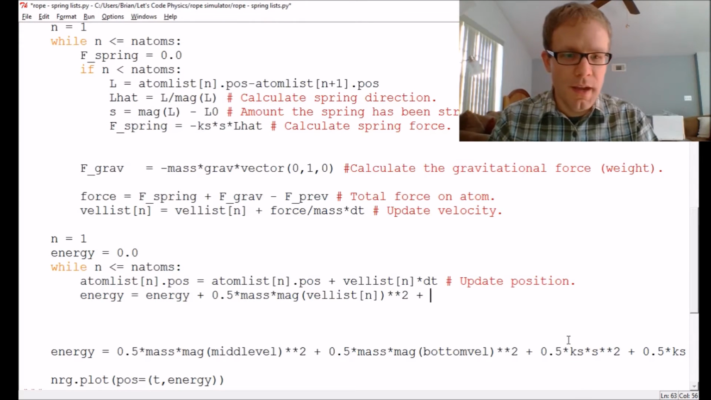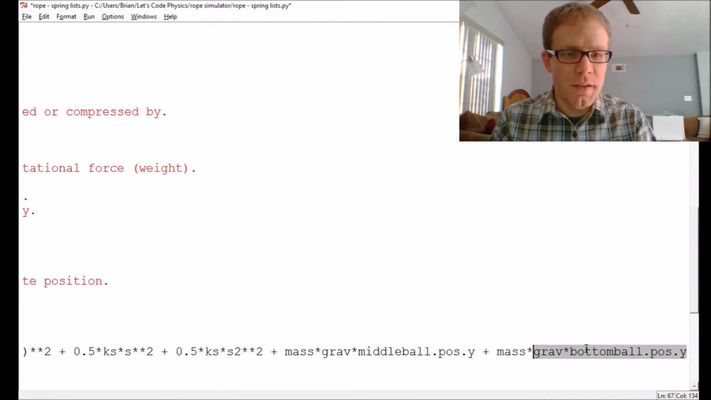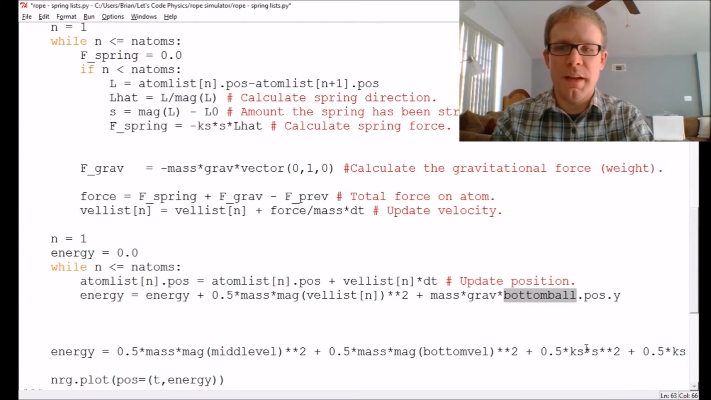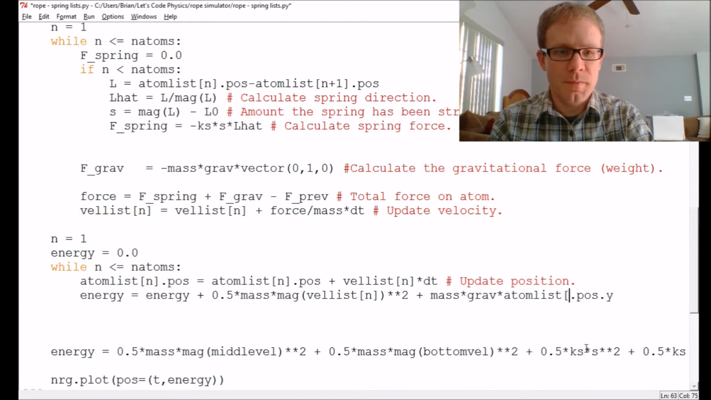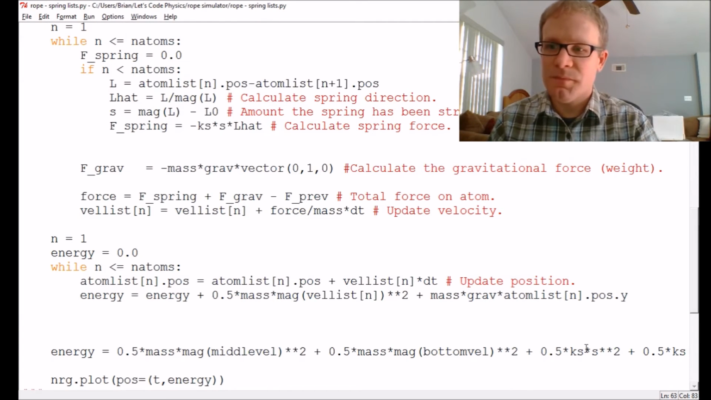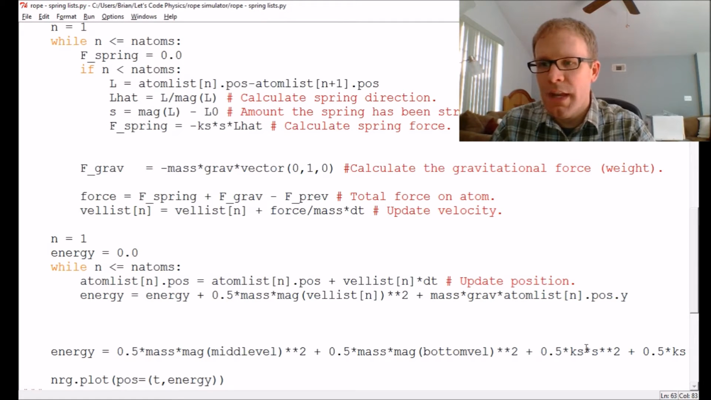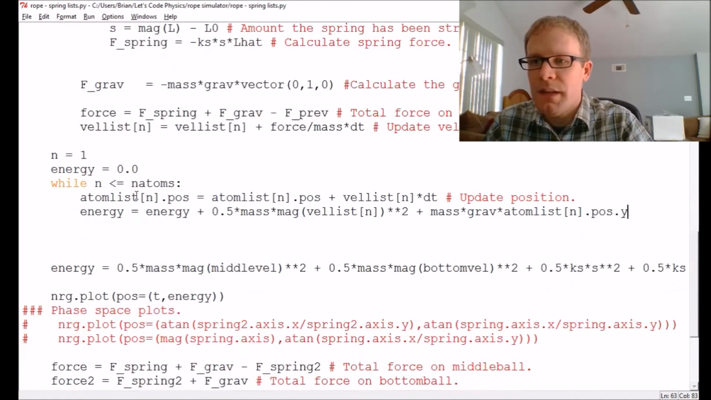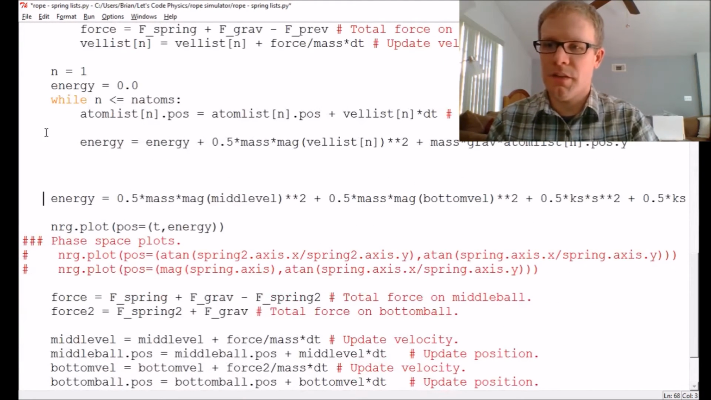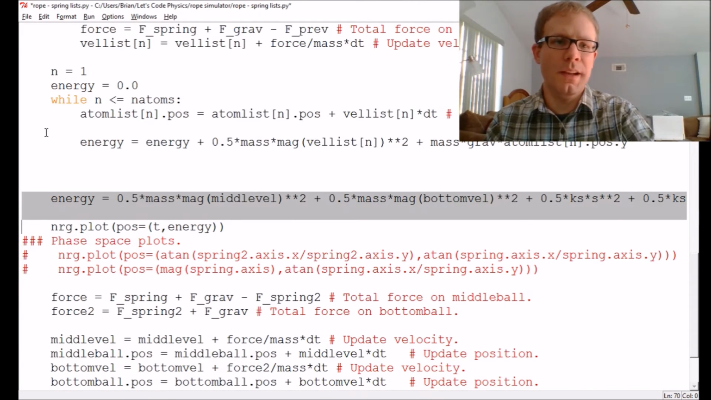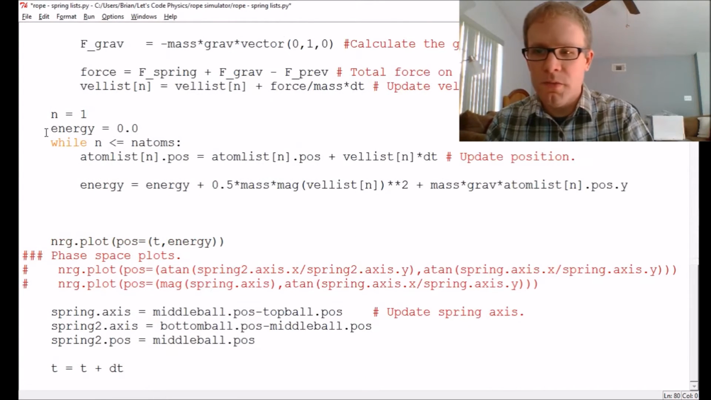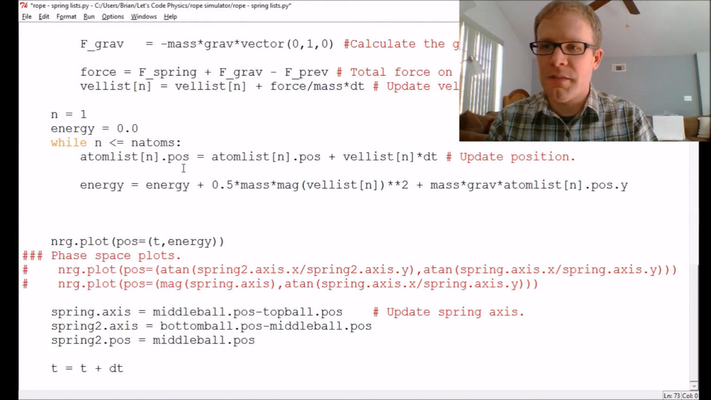And I need each one's gravitational potential energy. So that's going to be this thing. And instead of bottom ball, I just say atom list of n dot pos dot y. And then I also need the spring potential energy. And so what I'll do there is I'll go ahead and update the springs' positions here. So I don't need this anymore. Well, I need the 1/2 k squared, but I don't know how to write that. I don't need any of these anymore, except I do want to copy the spring adjustments.